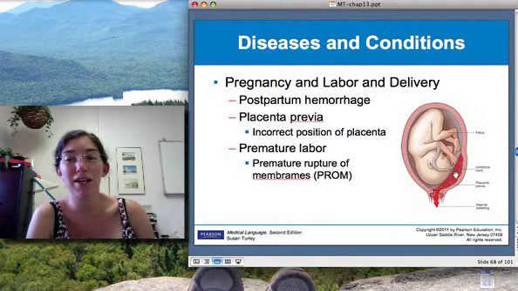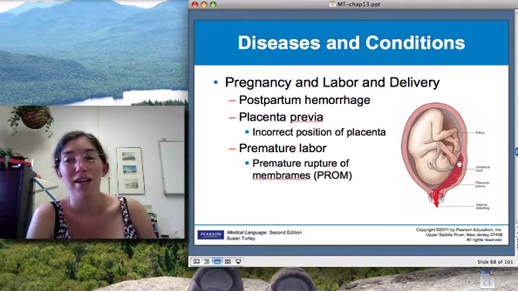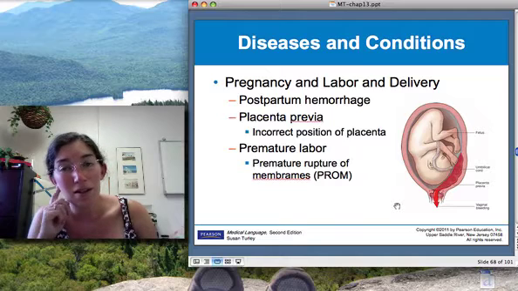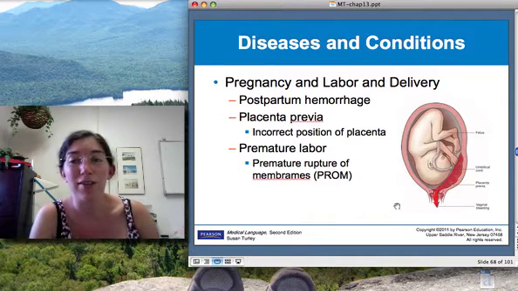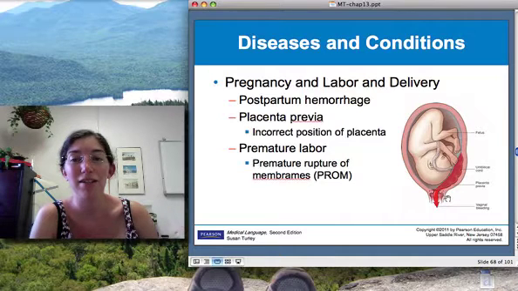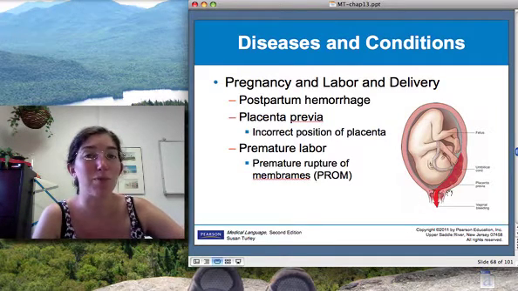The placenta ideally is going to be located somewhere up here, somewhere on a wall of the uterus that's far away from the cervix. If part of the placenta is over the opening of the cervix, then you can get hemorrhaging, and that's not good. That abnormal positioning of the placenta is referred to as placenta previa.